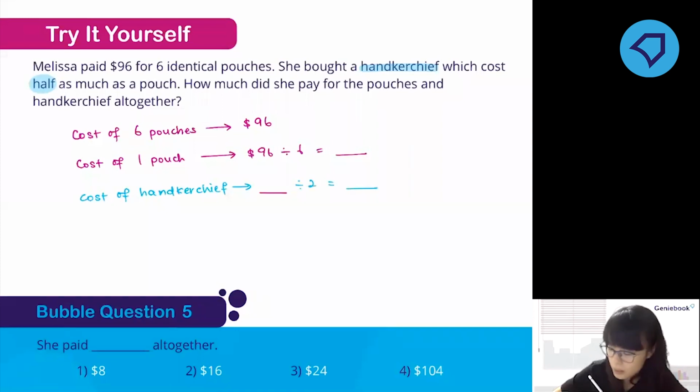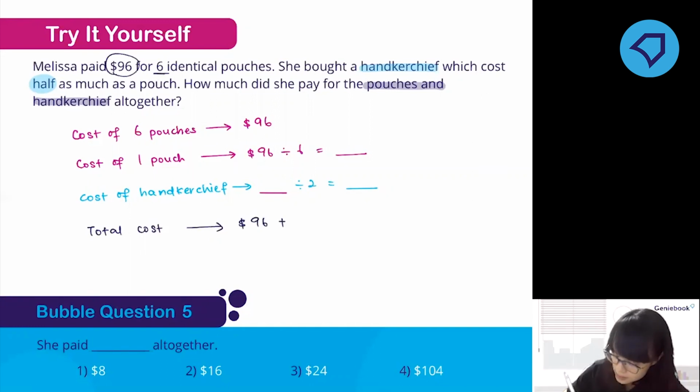Okay, this one divided by 2. And then, of course, finally, they ask you for the total cost of the pouches and the handkerchief. So, total cost. What would the total cost be? Remember, she bought 6 identical for $96, okay? So, you're going to take $96 plus the cost of the handkerchief. And that should give you your final answer.